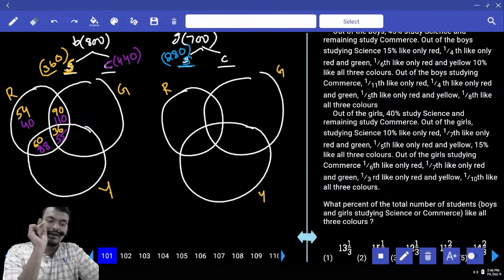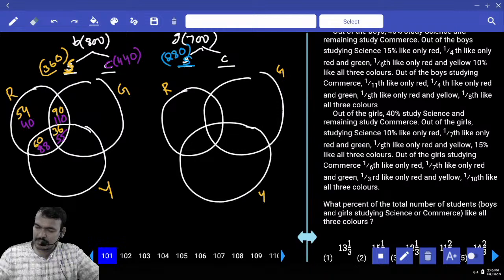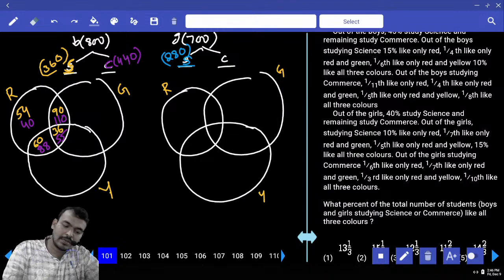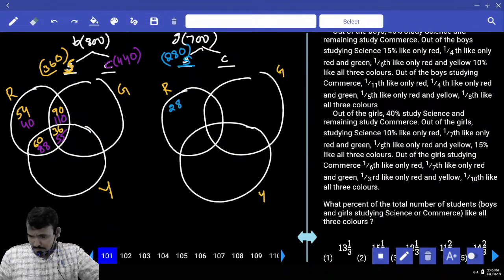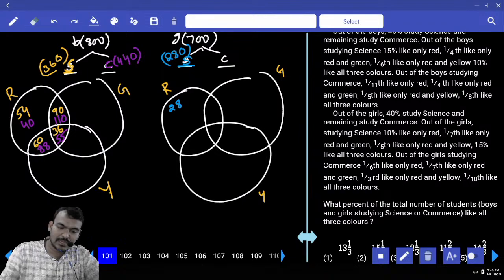Next, all the blue color values we are treated as which one? Science or not? Next, out of the girls studying science 10% like only red. What is the 10% of 280? 28 or not? Next, 1/7 like only red and green. Only red and green is how much? 1/7 means 40 or not?